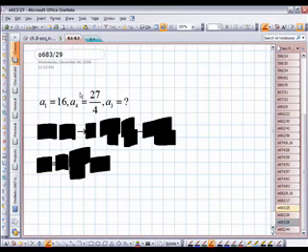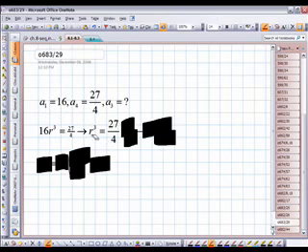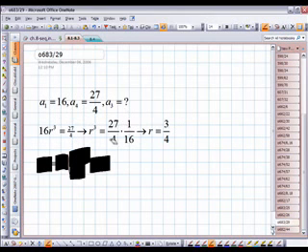Here we have a sub 1 is 16, a sub 4 is 27 over 4. What's a sub 3? Well, to go from a sub 1 to a sub 4 is 3 steps. So we can say that 16r cubed, because a sub 1 times these 3 steps must be 27 over 4. Divide both sides by 16. You get r cubed as 27 over 4 times 1 over 16. Which gives us r equals 3/4 when we reduce it and cube root it.